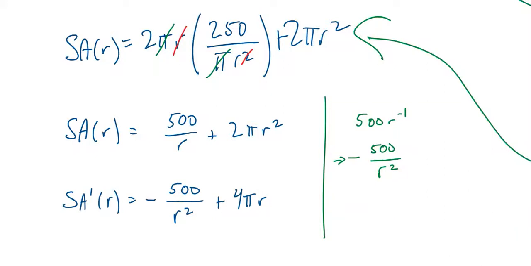Is that okay? What do we do now? Say again? Good question. I should have mentioned this. Pi is not a variable. It's just part of the constant. So it's not in this case.